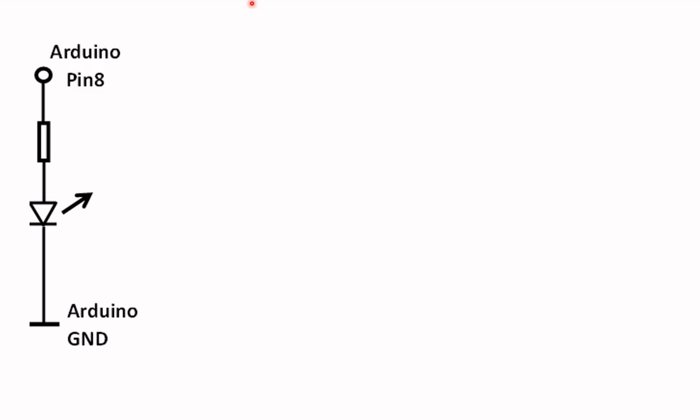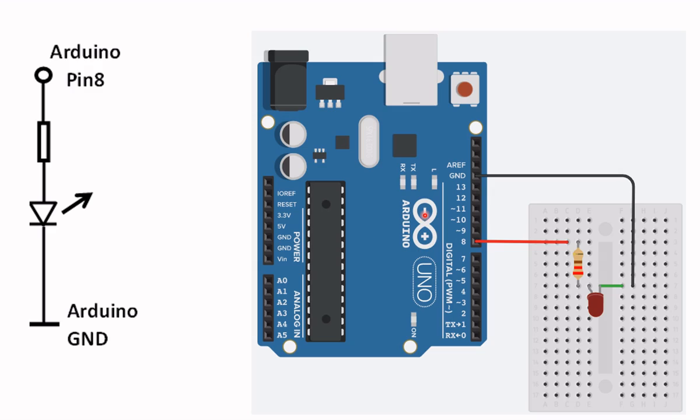All right. So here is the circuit that we need to interface to the Arduino Uno. It consists of a 220 ohm resistor and an LED. Now, one end of the resistor is connected to the Arduino pin 8, and the other end of the resistor is connected to the anode of the LED, and the cathode of the LED is connected to the ground of the Arduino Uno.